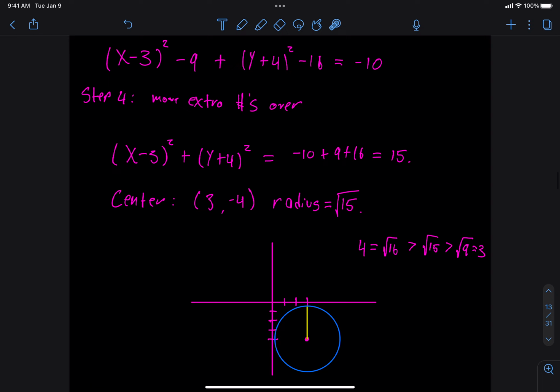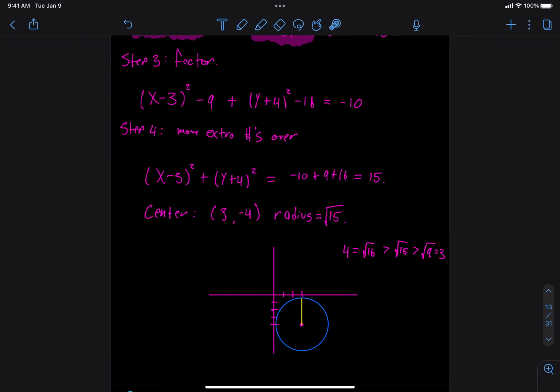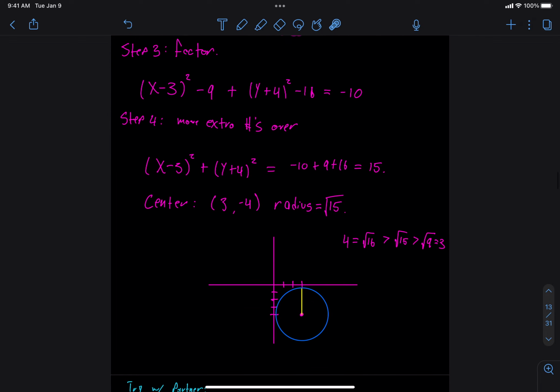Any questions at all over circles? The equation of a circle in standard form or general form or converting between the two? Okay, seems like that's pretty clear. If it's not clear to you, then I recommend coming to office hours today at 2:30 p.m.